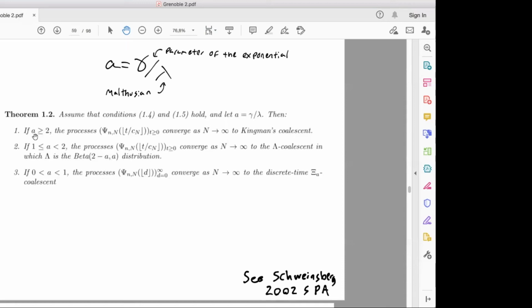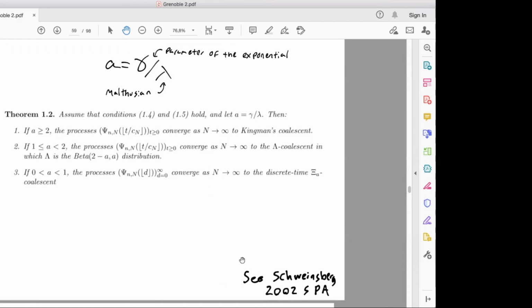So if A is big, you will have that the genealogy is just the classic Kingman coalescent. But if A is between 1 and 2, something very nice happens, which is that the limit is a beta coalescent. And if A is less than 1, then you have one of these discrete coalescents.